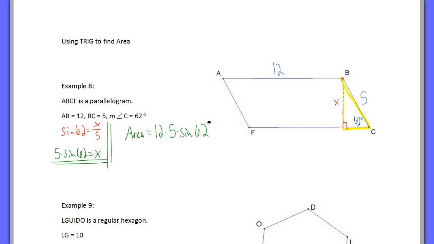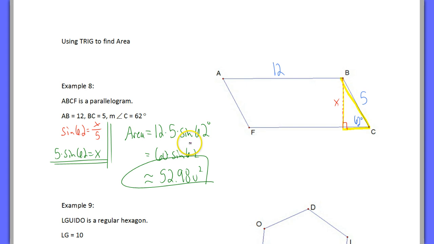Same thing here in this rectangle, area is base times height. Base of 12 times the height of 5 times the sine of 62. We can multiply those to simplify it a little bit before we get to the calculator. And then here, we'll actually go to the calculator. Take 60 times the sine of 62, and that comes out to approximately 52.98 units squared. So we've done trig before. Now we're using trig not just to find lengths, but to find areas. So there's another application for us as to why trig is so useful for us.